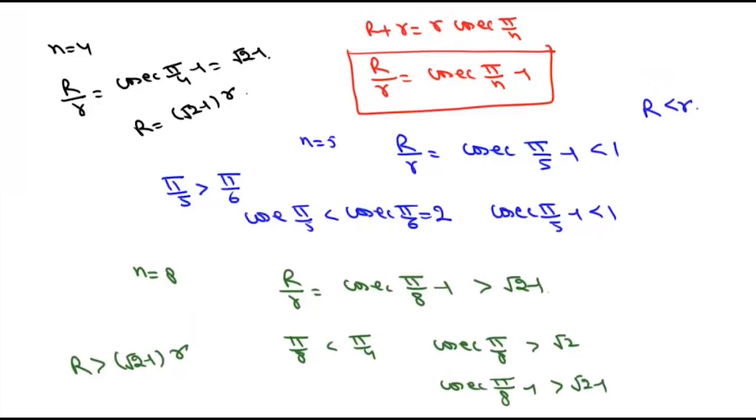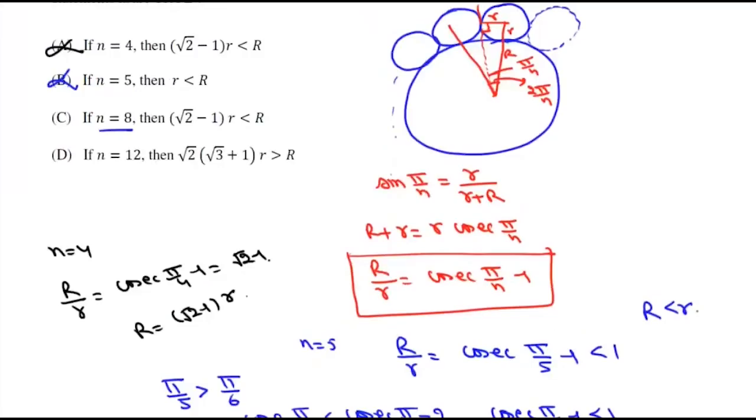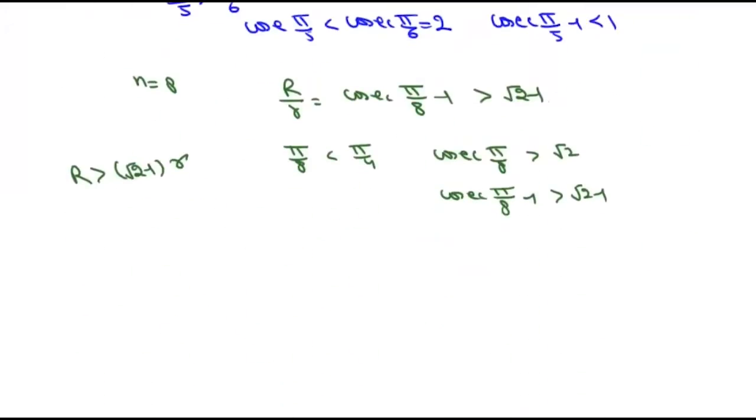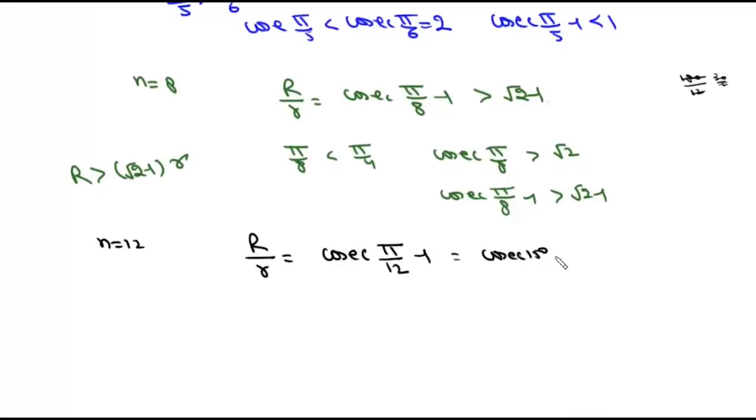That means this option C is correct. So this option C is correct: r is greater than root 2 minus 1 into R. And for n equals 12, we can write r upon R as cosec pi by 12 minus 1. So this is cosec 15 degrees minus 1.